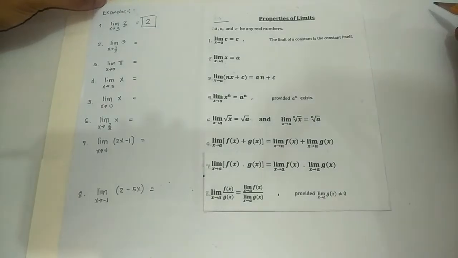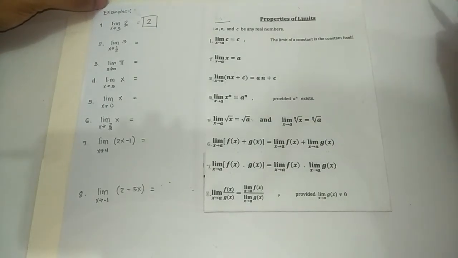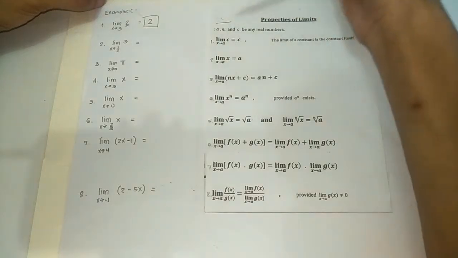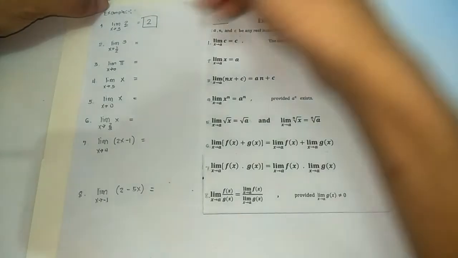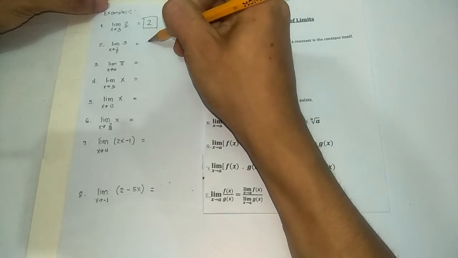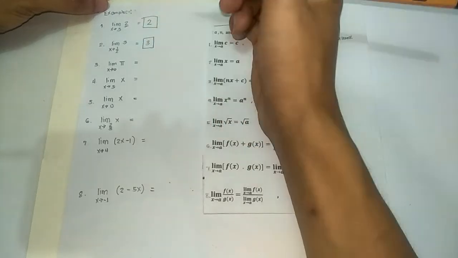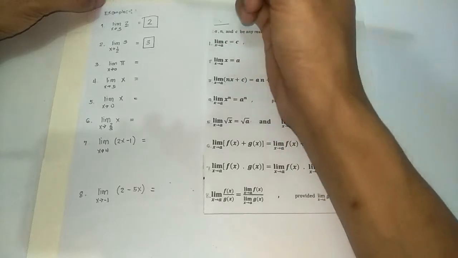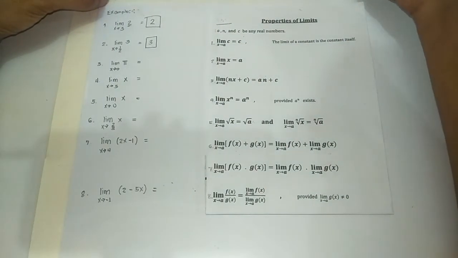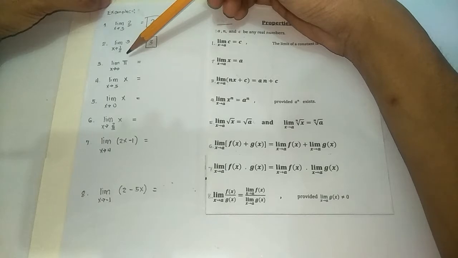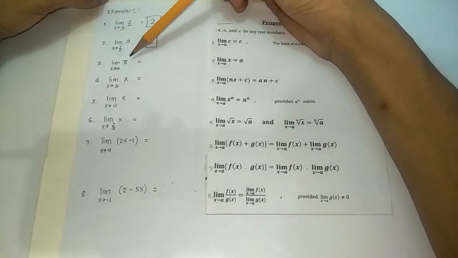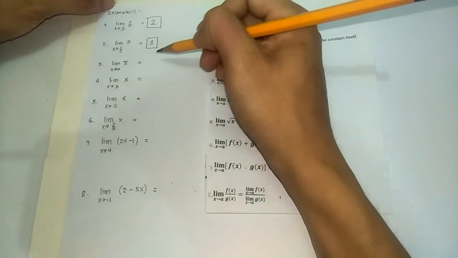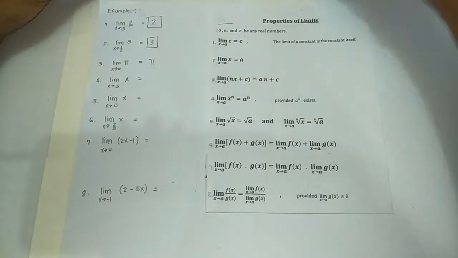Number 2, we have the limit of 3 where x approaches 1/2. So same like number 1, it is based on property number 1 wherein the limit of a constant where x approaches a is equal to its constant. So our answer is 3. It is the constant, the limit of its constant. Number 3, we have the limit of pi where x approaches 0. So same like in number 1 and number 2, pi is also a constant. So that's why our answer is pi.